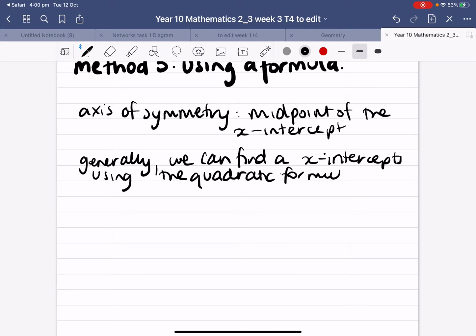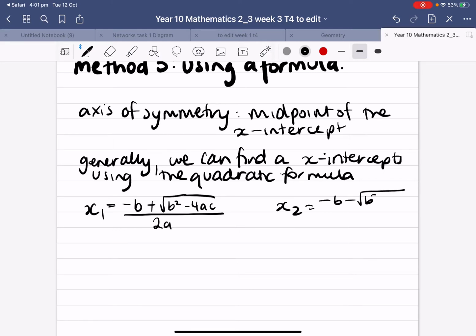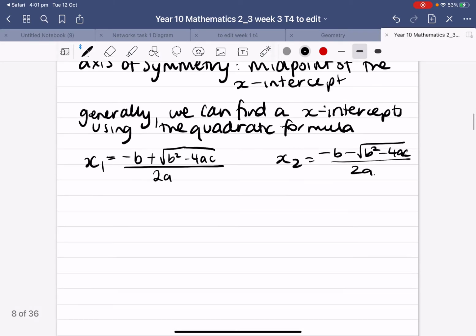So let's write that quadratic formula out, but let's write it for x1 and x2. Okay, so our x1 is just going to be the positive version, so it's going to be negative b plus the square root of b squared minus 4ac all over 2a. And then our next one is going to be our negative version, so negative b minus the square root of b squared minus 4ac all over 2a. Now, the midpoint of these two can be calculated as follows. It's going to be x equals x1 plus x2 over 2.